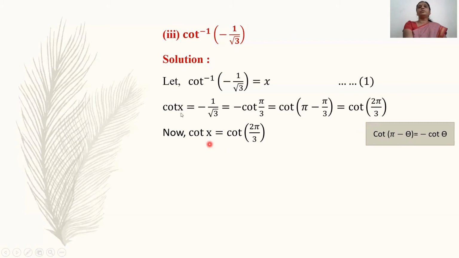Now compare these two equations. Cot x is equal to cot 2 pi by 3. Therefore, cot x is equal to cot 2 pi by 3. And obviously value of x will be 2 pi by 3.